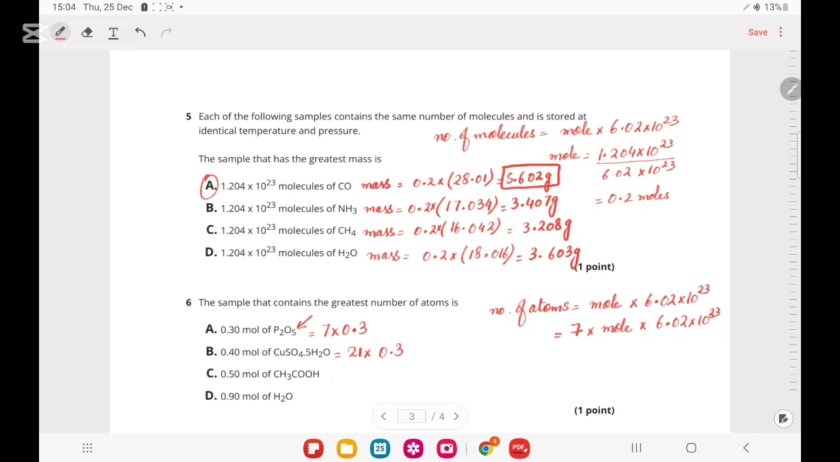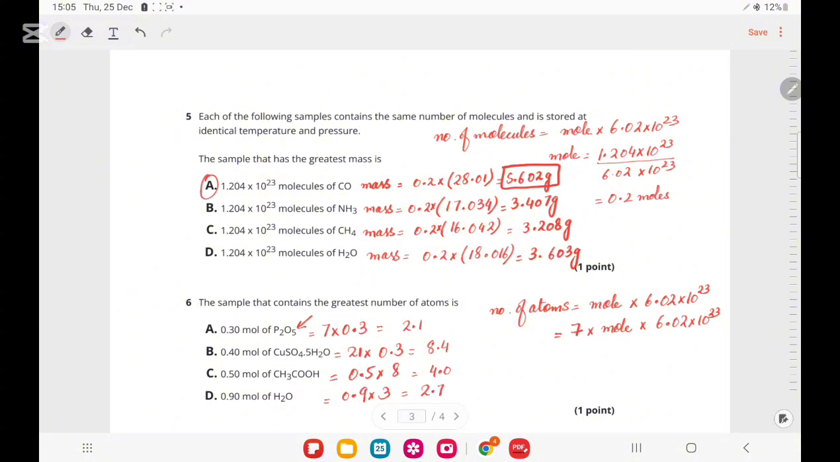0.3 there. Then for this ethanoic acid, I am multiplying 0.5 moles with the number of atoms, which are 1 plus 3 is 4, plus 1 is 5, plus 1 is 6, plus 1 is 7, plus 1 is 8. So I am multiplying it with 8. And for this, 0.9 times 3, because there are 3 atoms in water. So the answers come out to be 2.1, 8.4, 4.0, and 2.7.